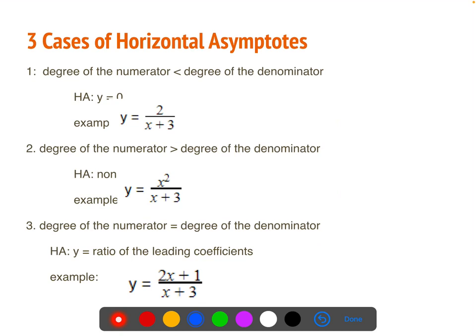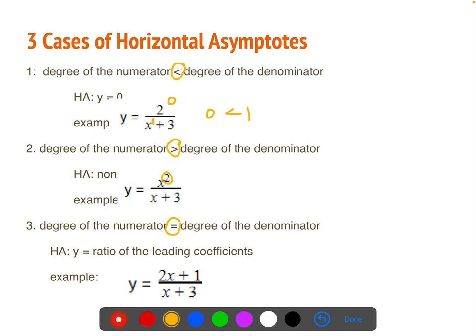So, to find them, there are 3 cases, and I have 3 examples here. And you have to look at the degree. Remember, that's the highest exponent in the top, and the degree is the highest exponent in the bottom, and compare them. You either have the top is smaller than the bottom, bigger than the bottom, or equal to the bottom. So let's look at those.